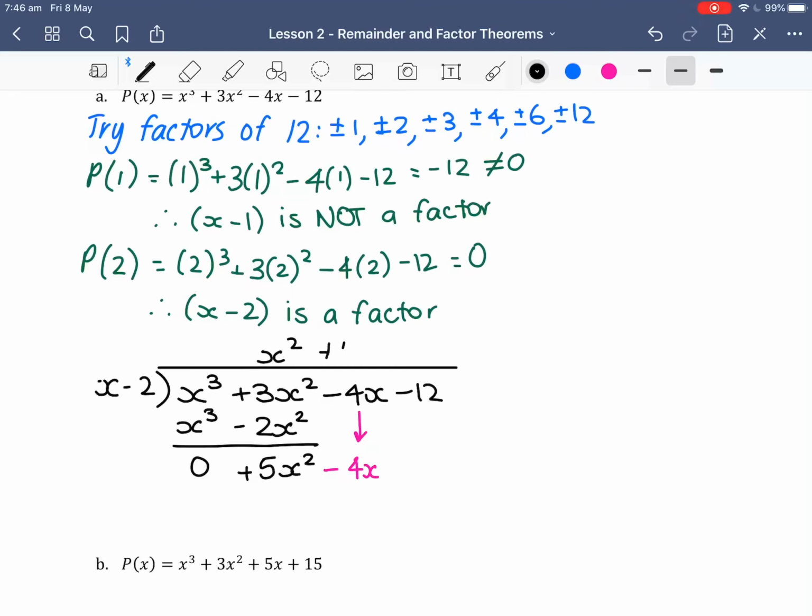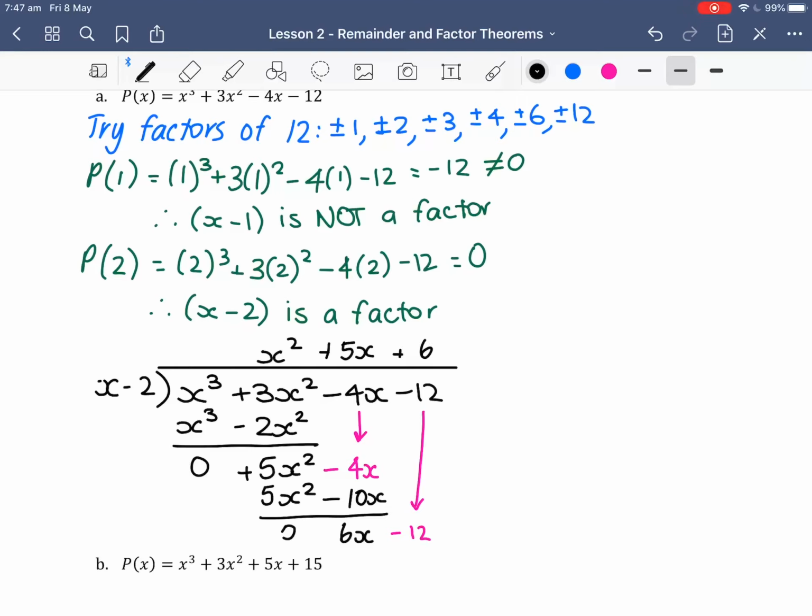So there we get 5x squared divided by x is plus 5x. So 5x times x is 5x squared, and 5x times minus 2 is negative 10x. Subtract. So 5x squared minus 5x squared is 0, and then we have minus 4 subtracted by negative 10 is 6x. I'm running out of room. Bring down the minus 12.